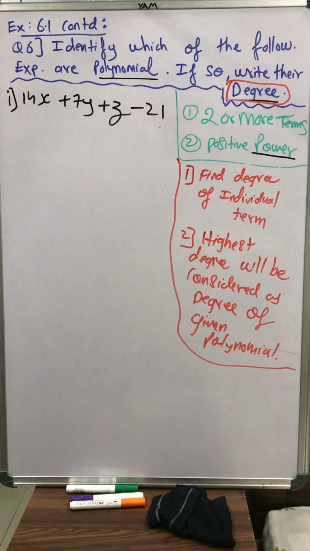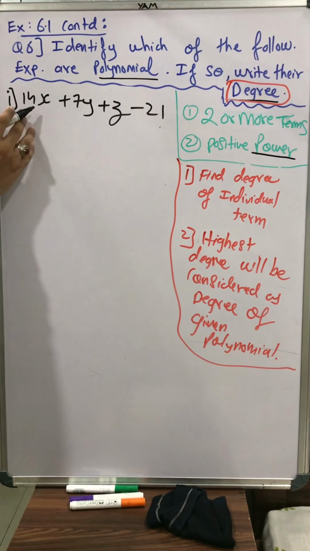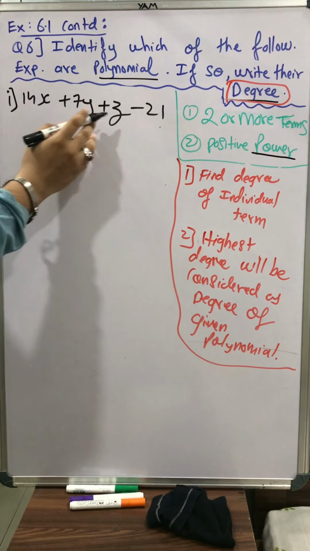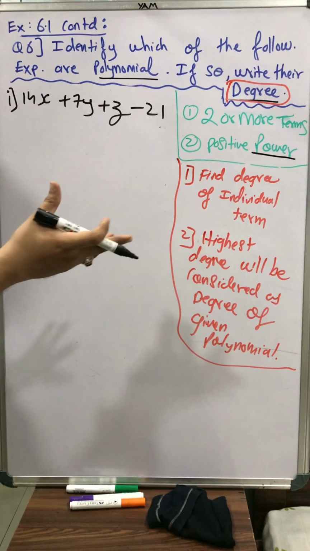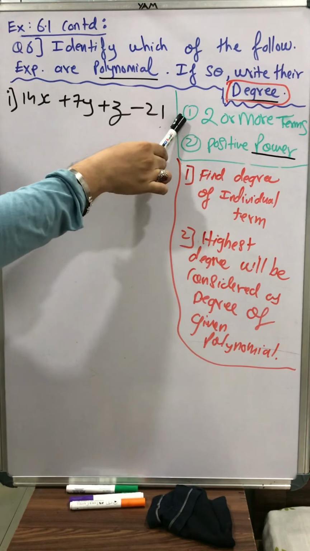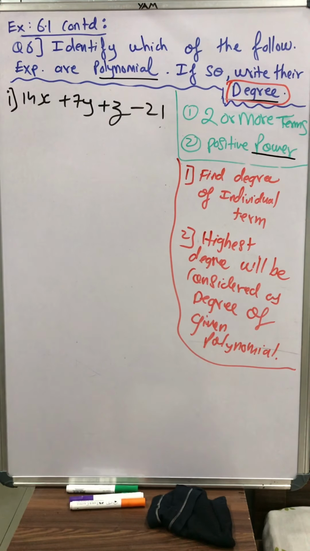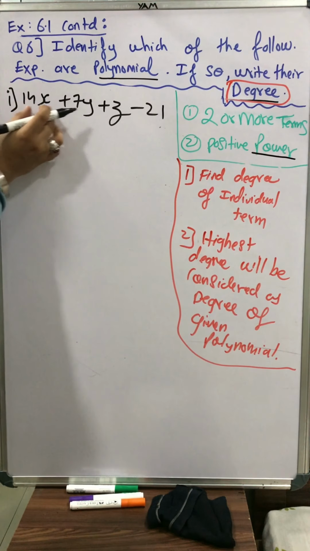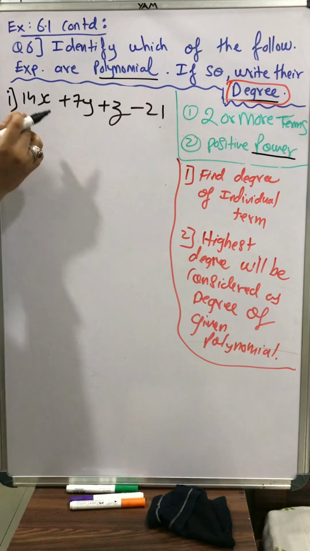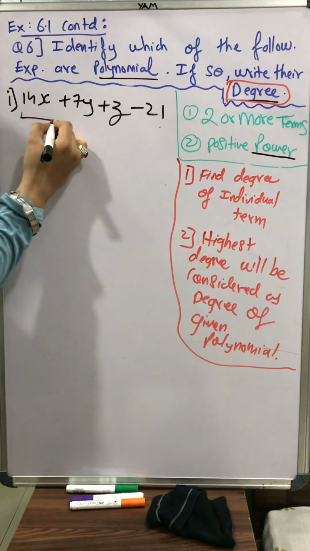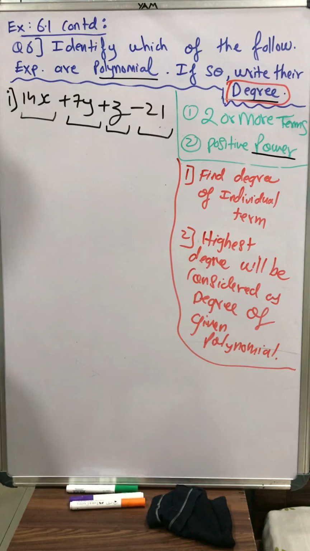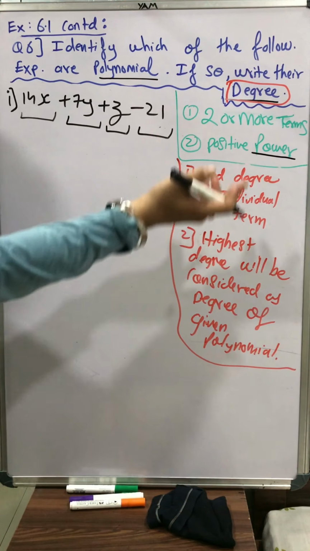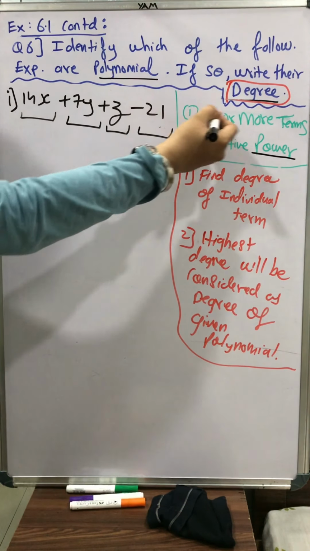Students, now the next question on the board is sub question I, 14x plus 7y plus z minus 21. First we need to decide whether this is a polynomial or not. What are the conditions? The first condition is we should have 2 or more terms. Students, do we have 2 or more terms? Yes, we have 1, 2, 3 and 4. This is my first term, this is my second term, this is my third term, and this is my fourth term. So it satisfies the first condition.